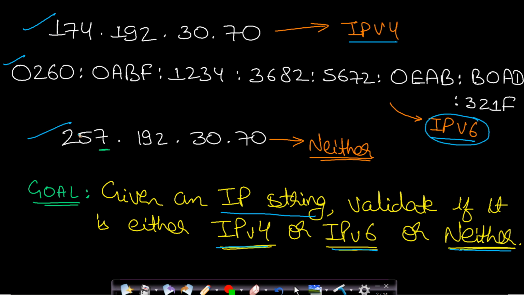The third address is not a valid IPv4 as well as not a valid IPv6 address, because you can see that this is not in the format of IPv6 first of all, and for IPv4 this is out of range because the IPv4 range is from 0 to 255 and this is 257. Therefore, this is not even an IPv4 address. So in this case, we will return the string neither. So I hope you got the problem statement.